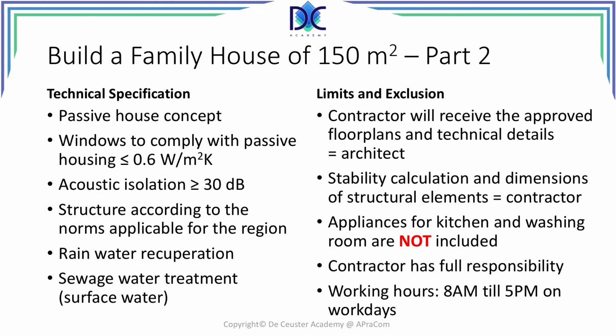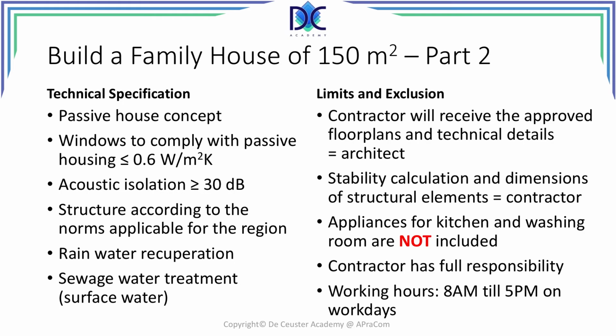Let's have a look at some technical specifications we define in the scope statement. The house has to be compliant with the passive house concept. The windows have to comply, of course, with passive housing and have to have less than 0.6 watt per square meter and per Kelvin. The acoustic isolation has to be larger than 30 decibel. The structure has to be done according to the norms applicable for that region. There is rainwater recuperation and sewage water treatment.